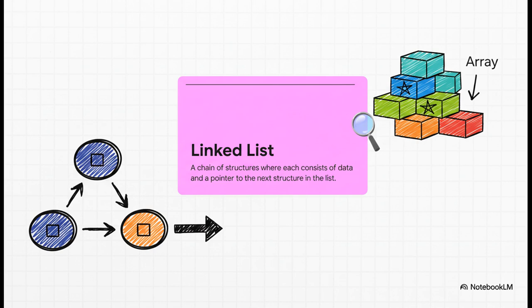Meet the linked list. Now, unlike an array, its elements, which we call nodes, can be scattered all over the computer's memory. They are not in a neat little row. So how does it keep track of the order? Well, each node doesn't just hold your data. It also holds a pointer, which is basically just the memory address of the next node in the chain. It's like a scavenger hunt.